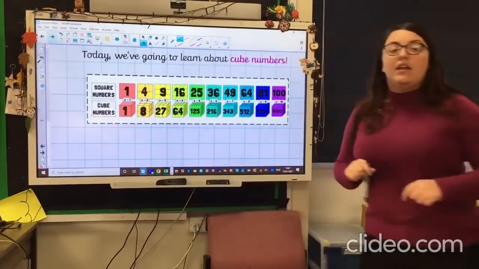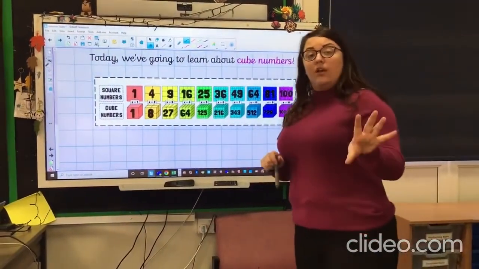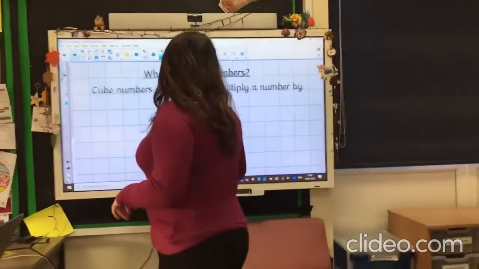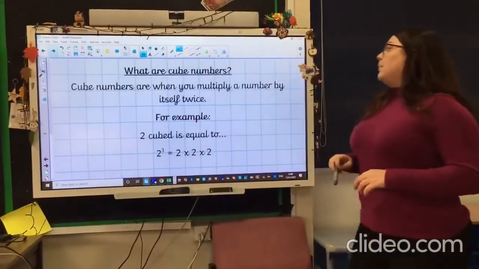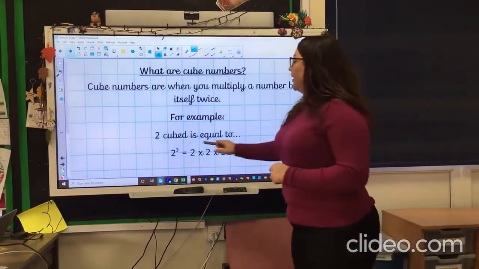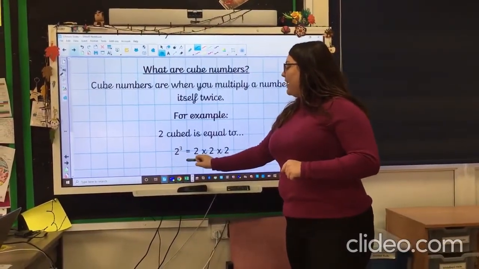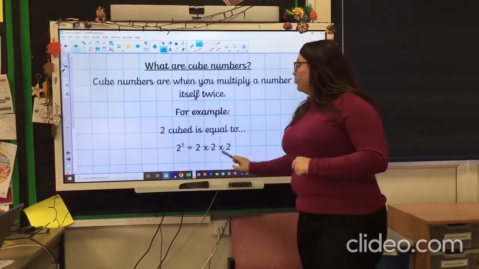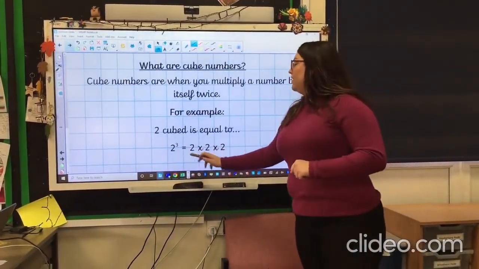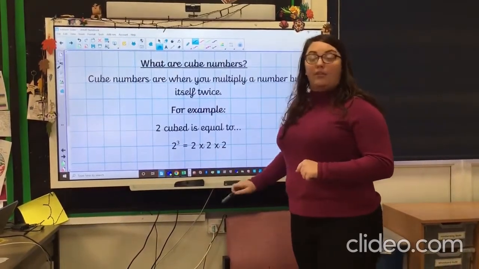So today we're going to be learning about cube numbers. We're going to use our understanding from yesterday and expand on it. A cube number is when we multiply the number by itself twice. So cubed, you would write your number and then a little 3 in the air to show that you're multiplying it by itself 3 times. So 2 cubed is 2 times 2 times 2.